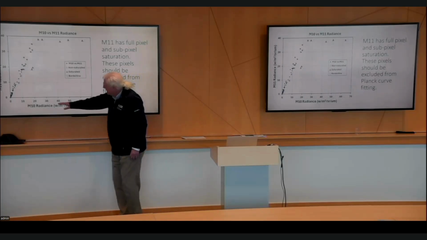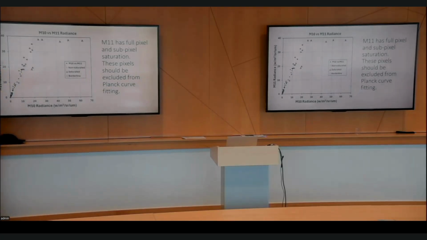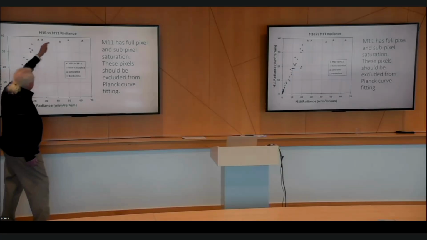Okay, this is M10 radiance versus M11 radiance for the image that covers the big fire in Los Angeles about a year ago. The way you can spot saturation is by comparing the radiances from a band that lacks saturation generally versus a band that's susceptible to saturation. You can see it starts out pretty linear and then kind of bends over. And that's actually saturation radiance way up there.